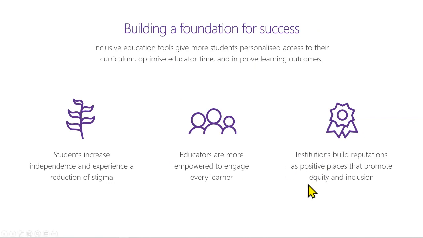And then lastly, the institutions, the schools that we work at, build a reputation as positive places that promote equity and inclusion. When we switch this stuff on at our schools, the community sees, hey, this school genuinely cares about our kids and is doing the best to help them with learning. There's nothing more disappointing than knowing that this is all available and schools don't turn it on. And from a parent's perspective, that just kills them.